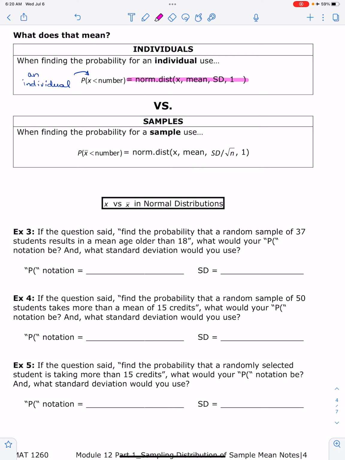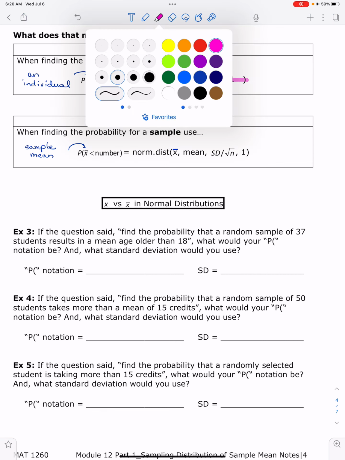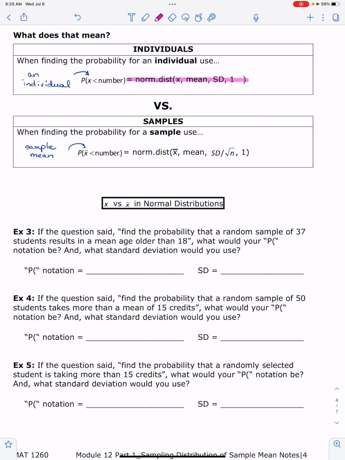When finding the probability for a sample, we're using X bar. This is our sample mean. Slight typo here. We use norm.dist of X bar, then our mean, then our standard deviation divided by the square root of n, and then again 1. That is our cumulative function. Just tells Excel we want the probability up to that value.